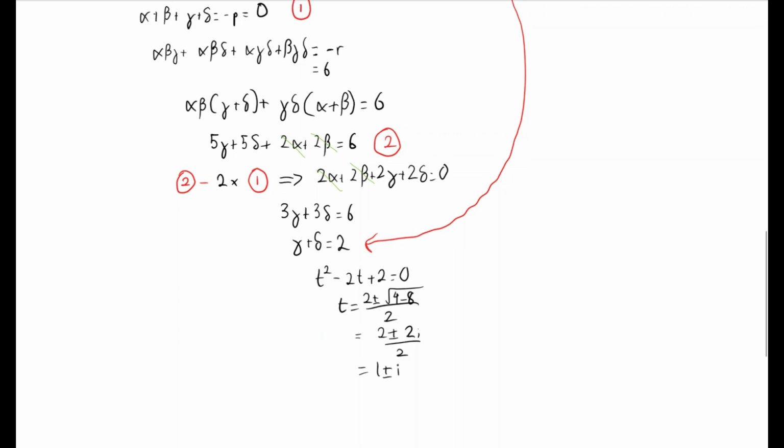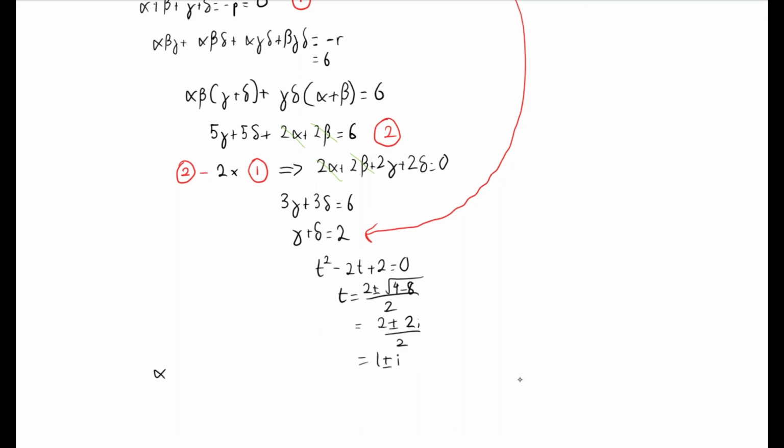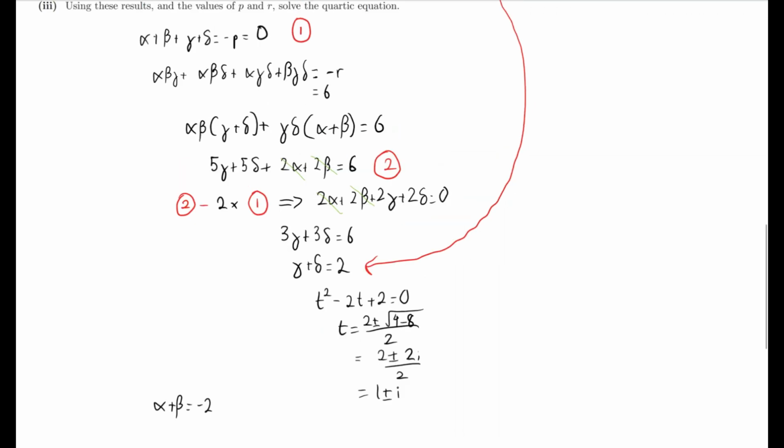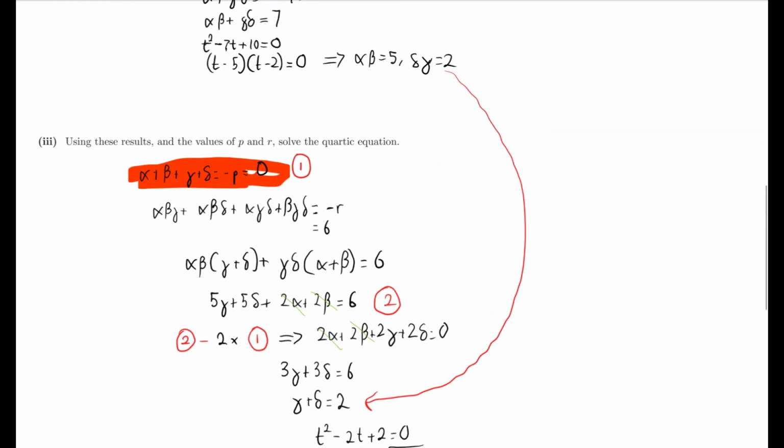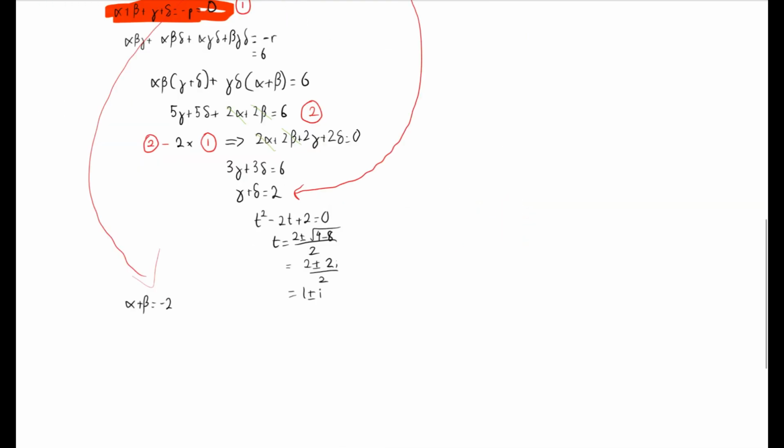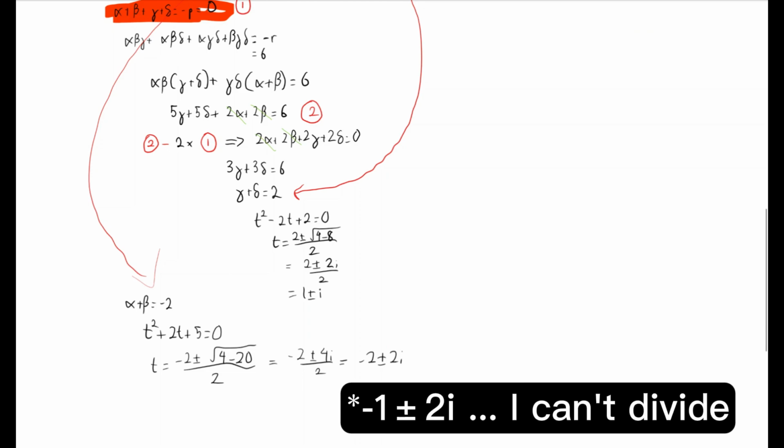So since we now know that gamma plus delta is equal to 2, we have that alpha plus beta is equal to negative 2 using equation 1. Again, we know that alpha beta is 5, so a similar trick tells us that alpha and beta satisfy the quadratic equation t squared plus 2t plus 5 is 0. So t is going to be equal to negative 2 plus or minus the square root of b squared, which is 4, minus 4ac all over 2, which is negative 2 plus or minus 4i over 2, or negative 1 plus or minus 2i. So these are going to be our final answers.